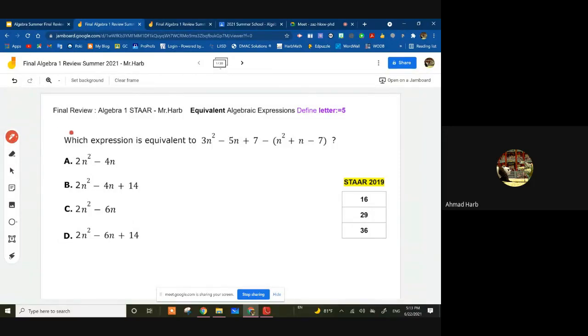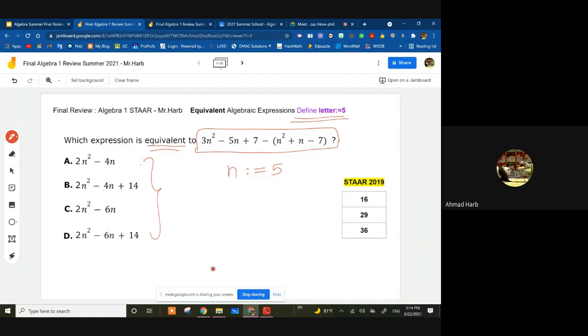Okay, question 1. Which expression is equivalent to the given expression? We need to find which of the answer choices is equivalent to that one. The way you do this one with the calculator, because there's no equal sign, is to use a define. Whatever letter they use, in this case the letter N, we're going to define it as 5. Then we enter this expression in the calculator, see what answer it gives, and match it with one of the answer choices.